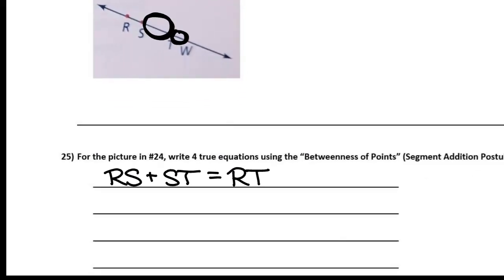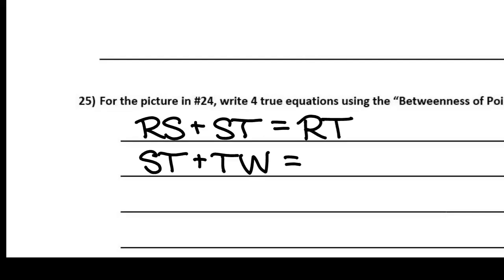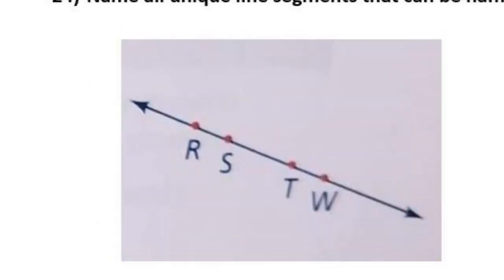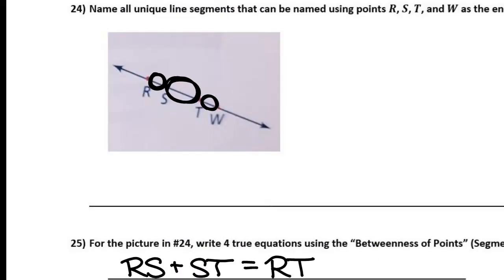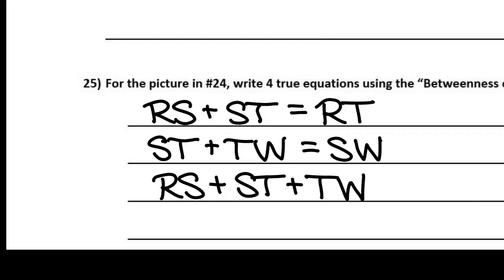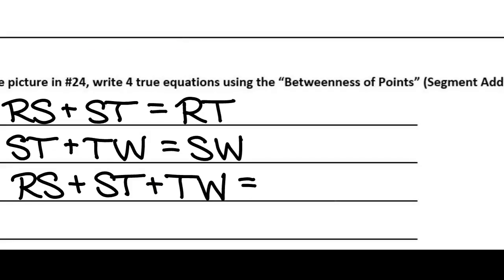What about if I did this little segment with this little segment? What are the names of the 2 little ones? ST plus TW. When I put those together, that would give me what? SW. Yes. This line has 3 little segments on it. It has this one, and this one. What are the names of all 3 of those? RS plus ST plus TW. If I put all 3 little segments together, what would I get? RW.